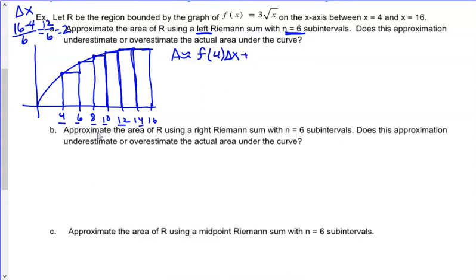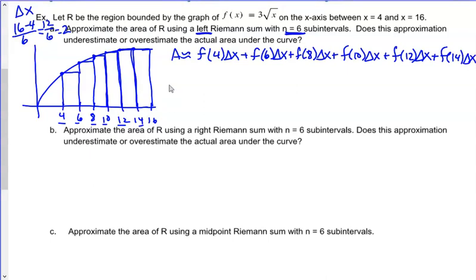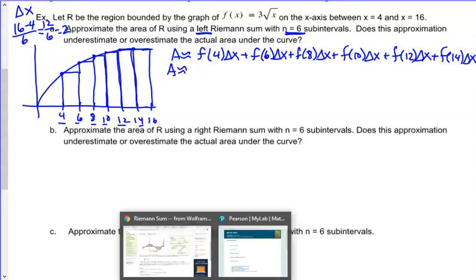Then I created this next rectangle using x equaling 6, which is the left-hand endpoint of that interval. So I need f of 6 delta x. And I need to continue that all the way through x equaling 14. So f of 8 delta x, f of 10 delta x, f of 12 delta x, and f of 14 delta x. And I told you there's a lot of patterns going on here. It's a lot of writing sometimes, but this is so good for the foundation of these Riemann sums.